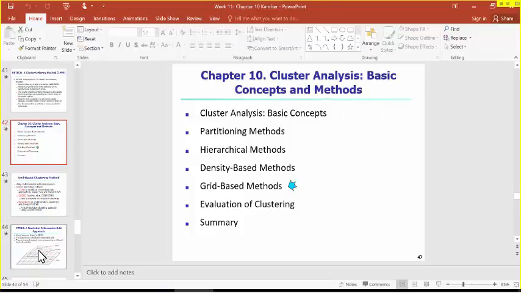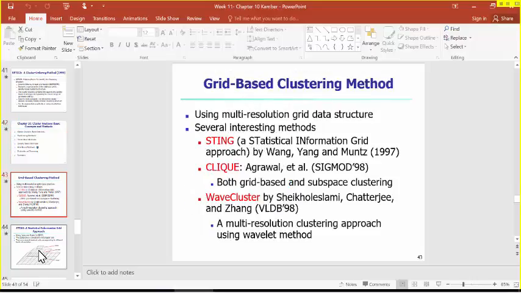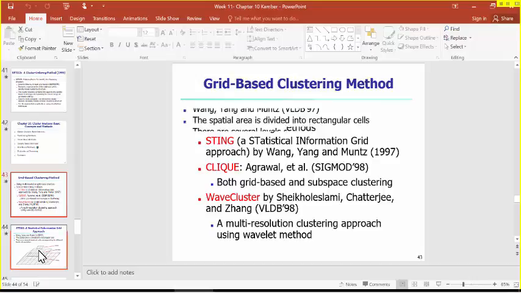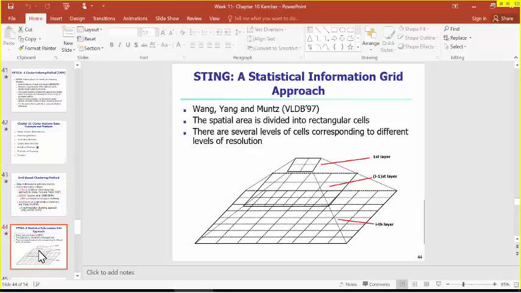The next type of method is the grid-based clustering approaches, which once became very famous. Grid clustering methods use multi-resolution grid data. Examples of such methods are STING, CLIQUE, and WaveCluster, which were proposed in the late 1990s. In 1997, Wang et al.